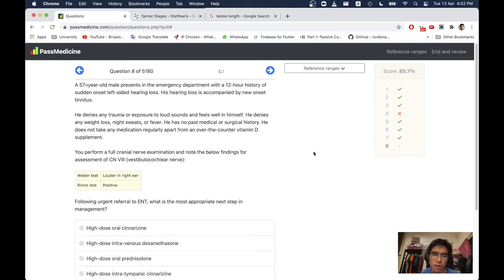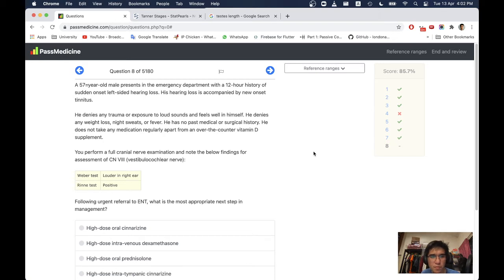You perform a full cranial nerve examination and note the below findings for assessment of cranial nerve 8, vestibulocochlear nerve. Weber's test, louder in right ear. Rinne test, positive. Positive is normal. This is left sensorineural hearing loss. Following the urgent referral to ENT was the most appropriate next step in management.